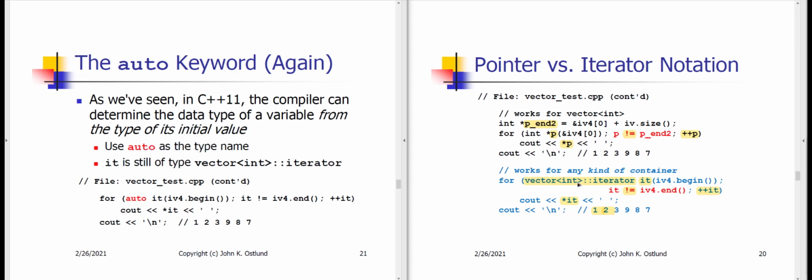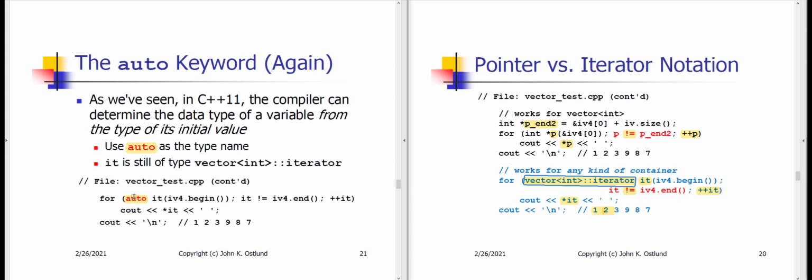Now, I expect that you are not going to want to have to type vector bracket int close bracket colon colon iterator very often. And so here is definitely a case where auto is really handy, because I can rewrite this loop that I wrote on slide 20 by just using auto instead.